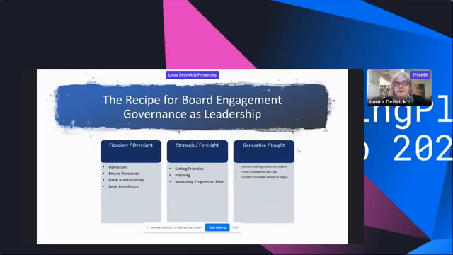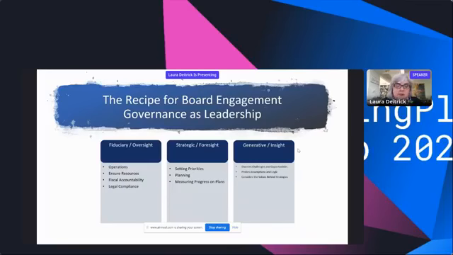People ask me regularly, how is my board so disengaged? I can't get them to do anything, right? Well, there's a framework for governance in a book called Governance as Leadership. I'm just going to offer this up for a second. The authors explain that they classified governance into three buckets: the fiduciary, the strategic, and the generative. And you can see on this slide what happens under each of those.